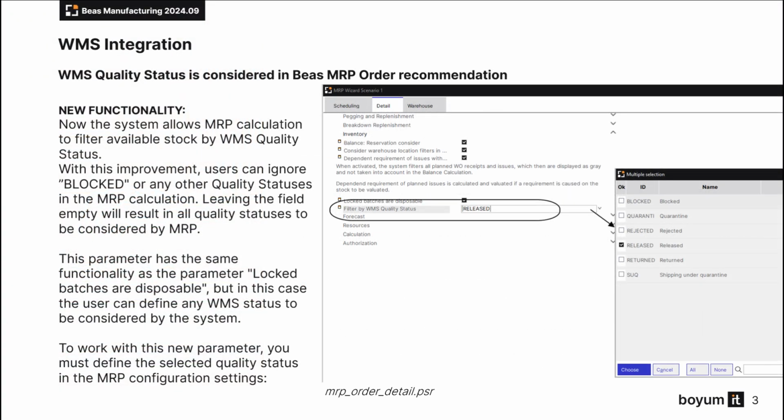Now Beas allows MRP calculation to filter available stock by WMS quality status. With this improvement, users can ignore blocked or any other quality statuses in the MRP calculation. This parameter has the same functionality as the parameter locked batches are disposable, but in this case the user can define any WMS status to be considered by the system. To work with this new parameter, you must define the selected quality status in the MRP configuration settings.